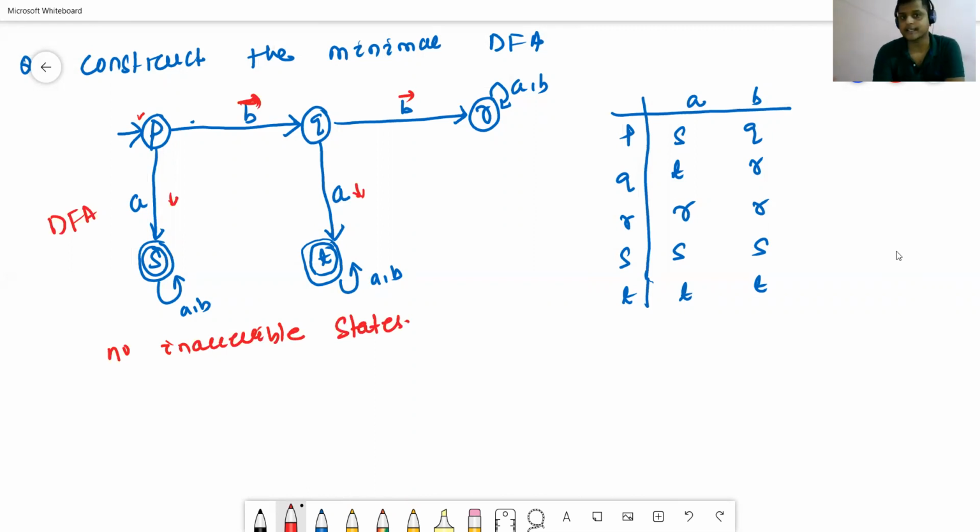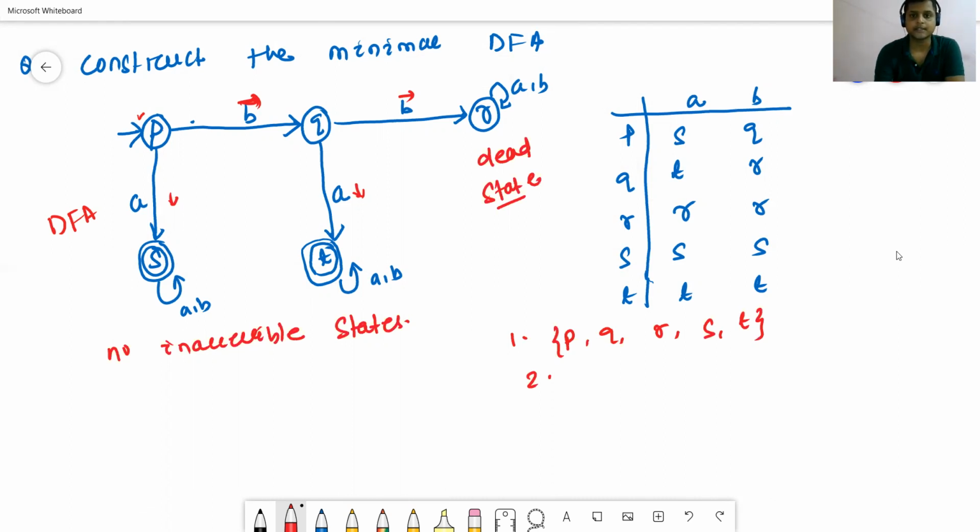Now we'll check. See here, but one important thing is R is a dead state. Now we'll try to separate the final and non-final states. Initially, the DFA contains a total of 5 states: P, Q, R, S, T.